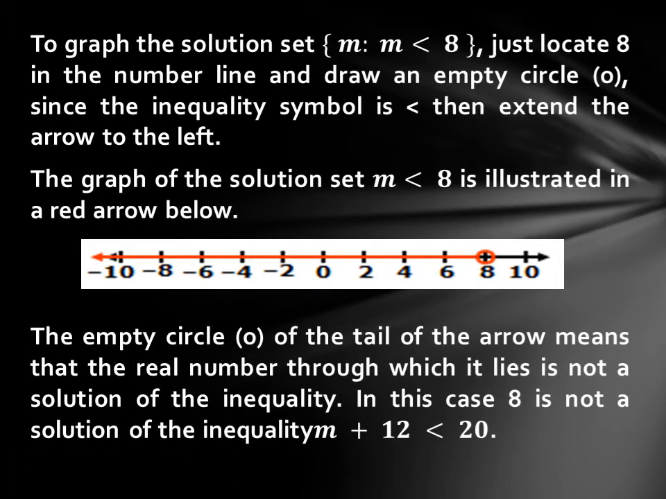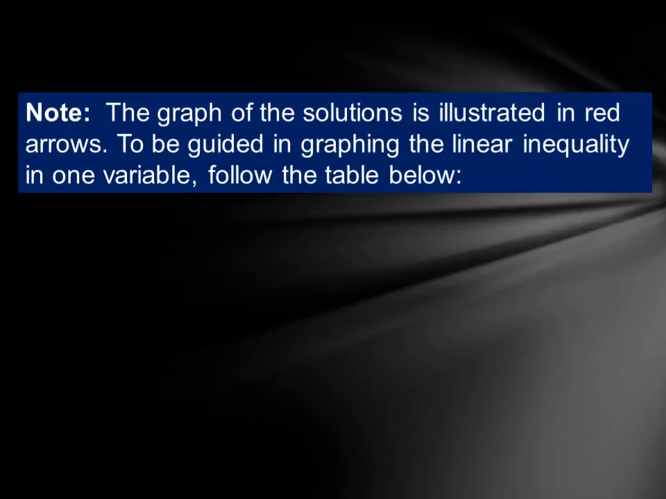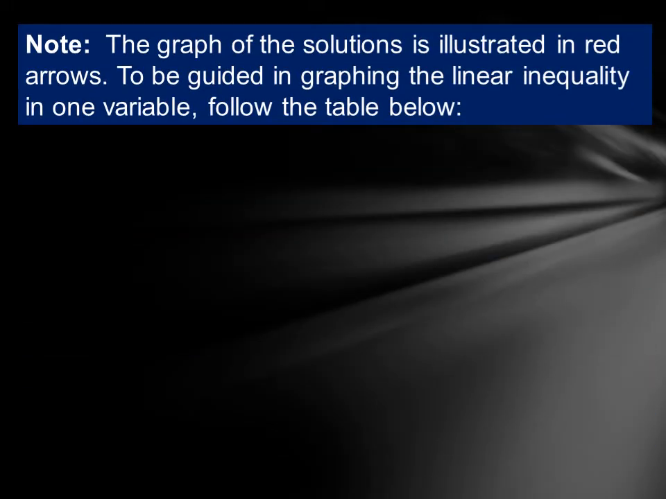The empty circle at the tail of the arrow means that the real number on which it lies is not a solution of the inequality. In this case, 8 is not a solution of the inequality m plus 12 is less than 20. Why? Note that the graph of the solutions is illustrated by the red arrow.